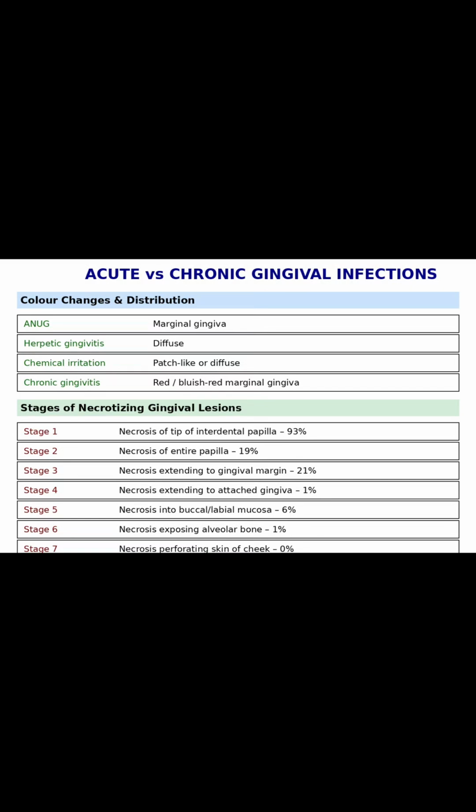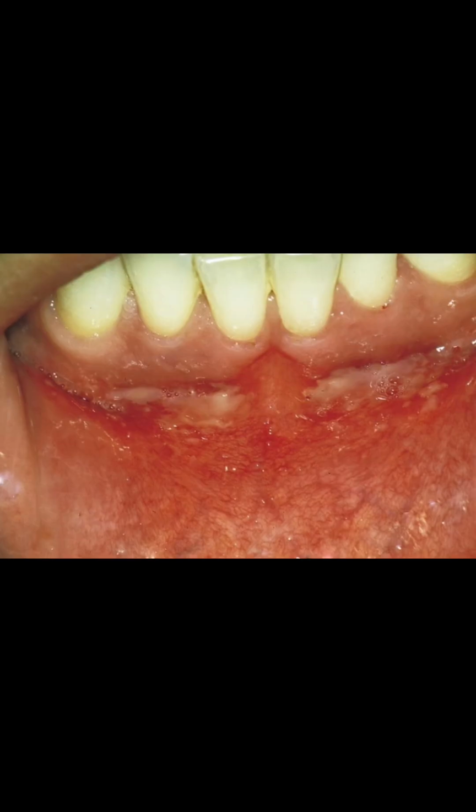Next, we'll talk about chemical irritation. Chemical gingivitis results from exposure to aspirin burns, dental materials, herbal or home remedies. The gingival involvement may be patch-like, which will be localized contact, or diffused. Diffused may be due to widespread exposure. The color varies from red to white necrotic areas depending on the severity and duration of chemical injury.